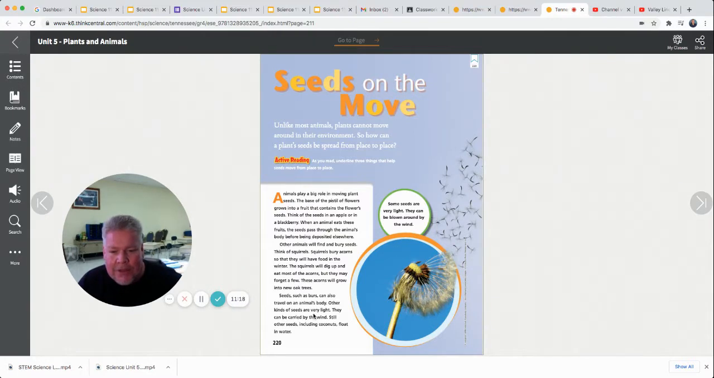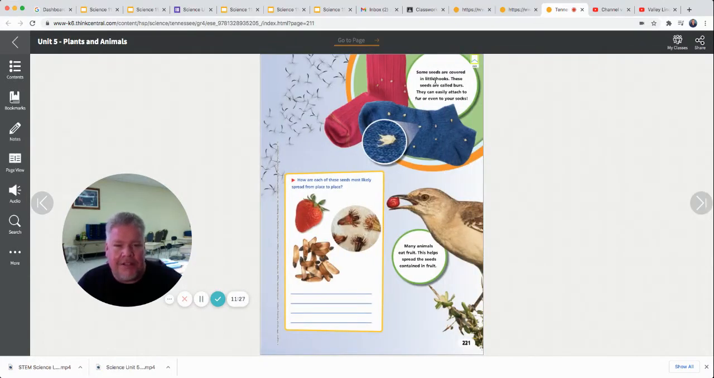These burrs that I was talking about. Has your dog ever been running through a field and come back with little things stuck on it everywhere? You probably got into some burrs. Some seeds are covered in little hooks. That's what I was talking about. These seeds are called burrs. They can easily attach to fur or even your socks.